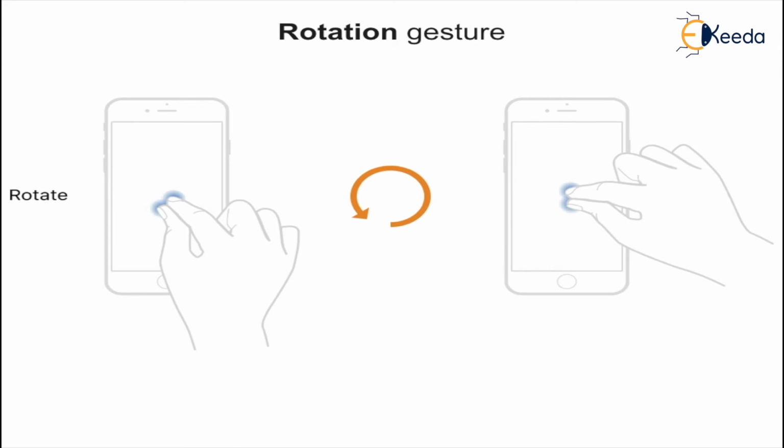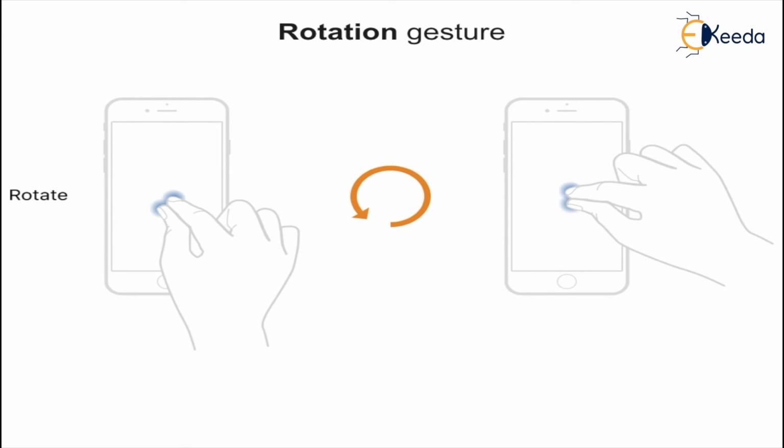Now next one is the rotation gesture. Again you use two fingers of your hand, and at that time you rotate any object or any view. For example, when you use a map, you rotate your map using your fingers. At that time you use a rotation gesture.